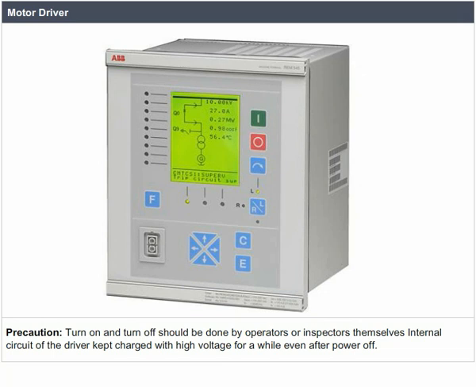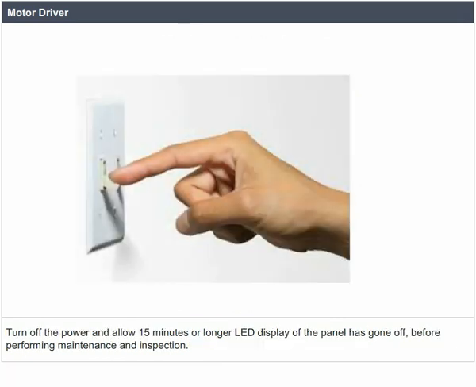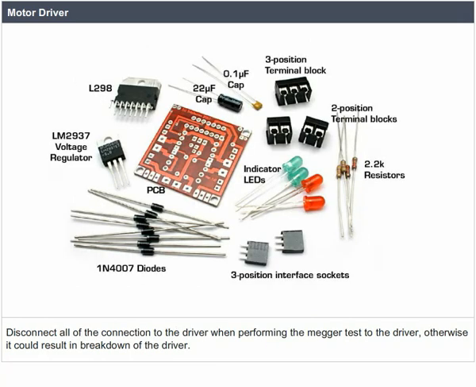The internal circuit of the driver is kept charged with high voltage for a while even after power off. Turn off the power and wait 15 minutes or longer, until the LED display of the panel has gone off, before performing maintenance and inspection. Disconnect all of the connections to the driver when performing the mega test on the driver. Otherwise, it could result in breakdown of the driver.